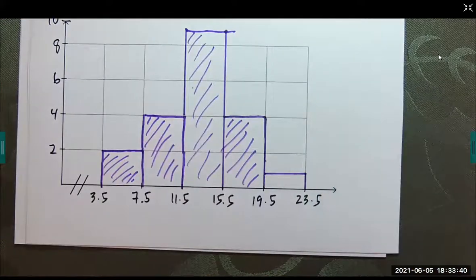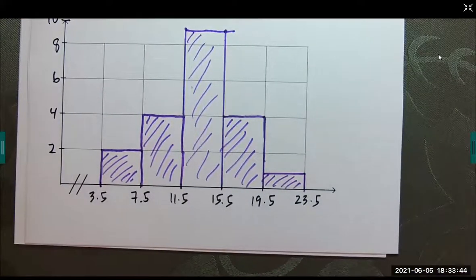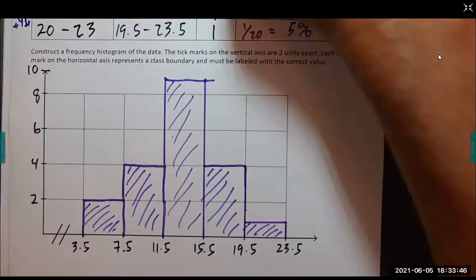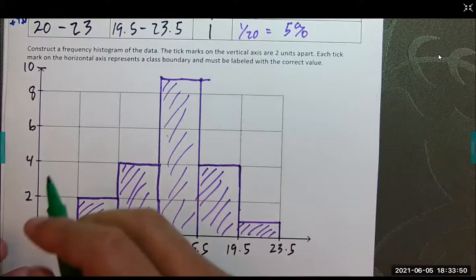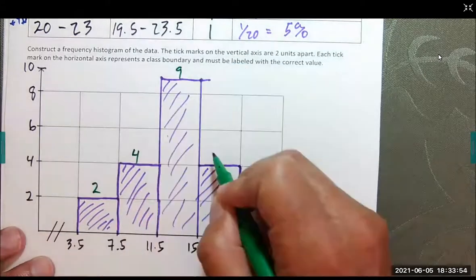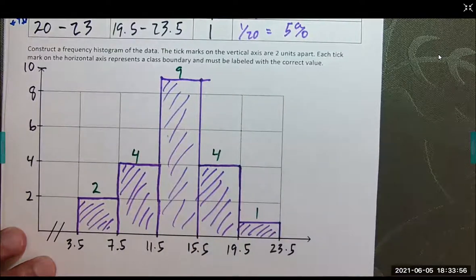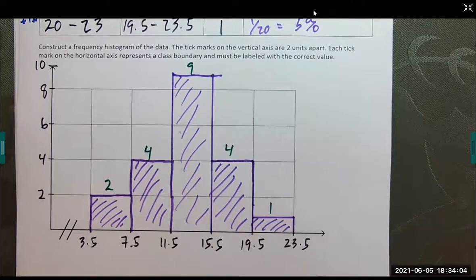And this is not the only way to make a histogram. I've seen many different ways. Occasionally, you'll see they will label on top what the frequency actually is. So here we have a 2, a 4, a 9, a 4, and a 1. And if you use an Excel document, you could have even more options on what they look like. I hope that's helpful.